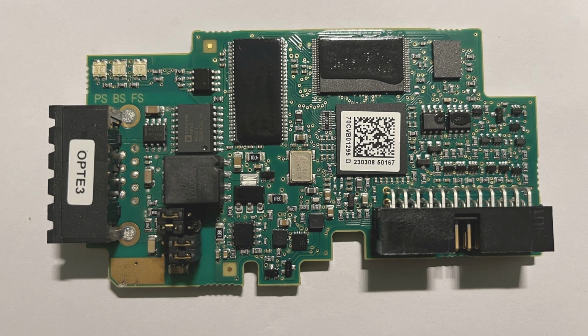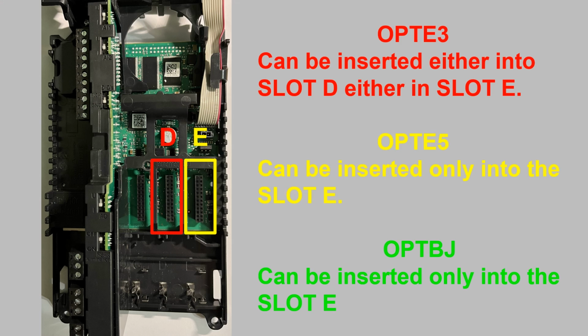As I mentioned earlier, there are 2 option boards to connect Vacon 100 VFD to the Profibus network, OPTE3 and OPTE5. Option board OPTE3 can be inserted into either slot D or slot E of the VFD. Option board OPTE5 can be inserted into slot E only. If you plan to use the STO and ATEX option board OPTBJ, then you cannot use OPTE5, as the OPTBJ option board can be inserted only in slot E.